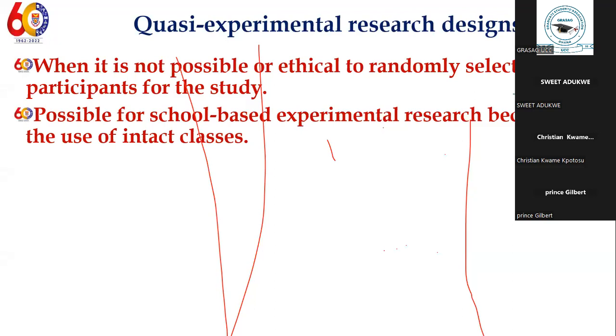And when you are using that Visual Arts 2A class, it becomes what? An intact class. You are not bringing in any new participants to come and disrupt the class. You are using the class as it is. So that is why when you are going to do research like that, that involves the use of intact classes, it is better to use the quasi-experimental research design. Again, there is the use of intact classes or samples, as I have said.